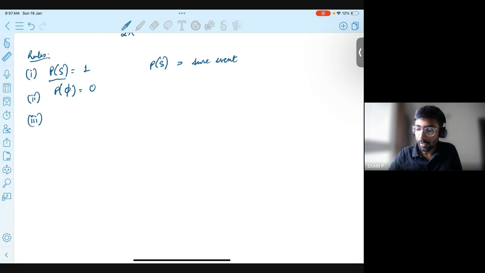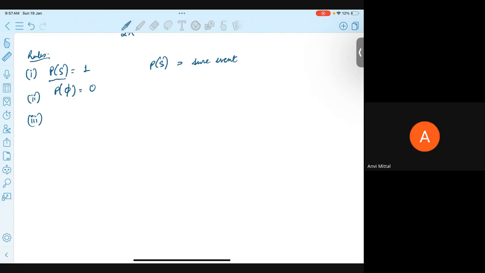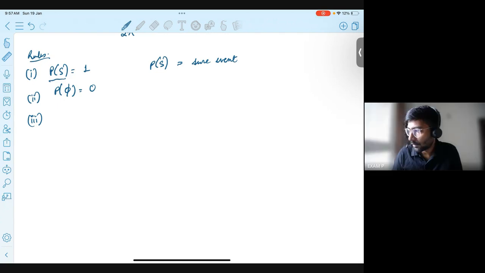When you carry out that experiment once, there will be only one outcome, but that outcome will surely be in this sample space. Basically, the probability that the sun will rise tomorrow is 1, right? So that's how. Yes.